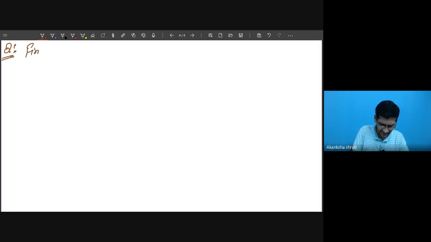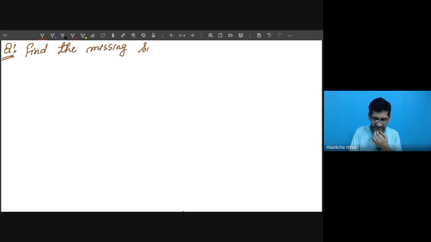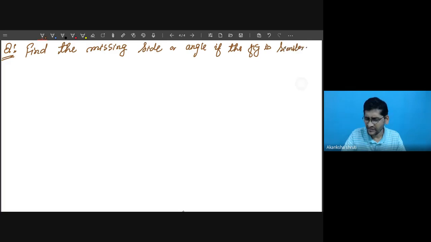So find the missing side or angle if the figure is similar. The first one, let me take a triangle.